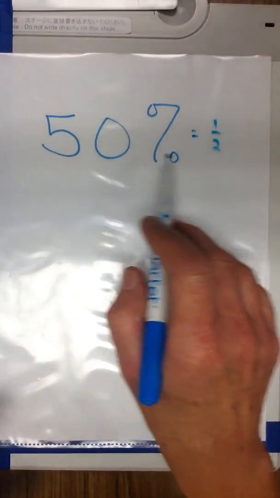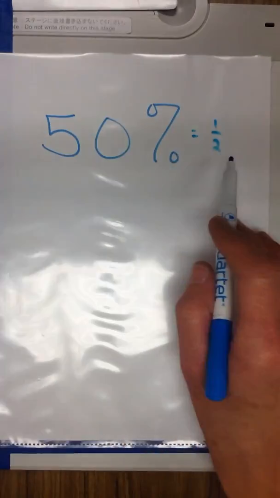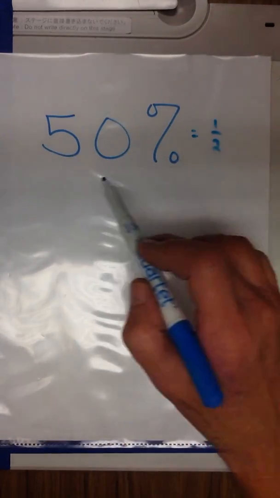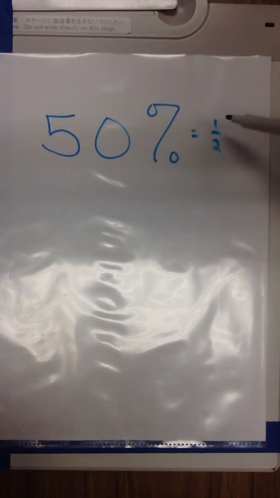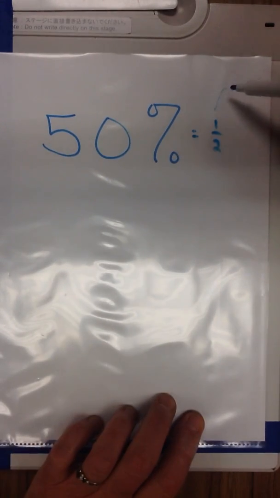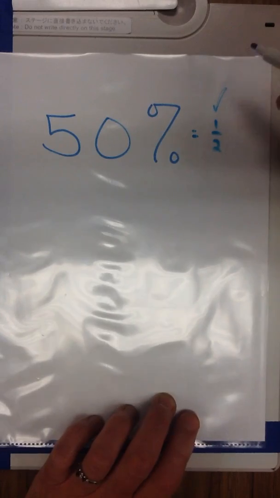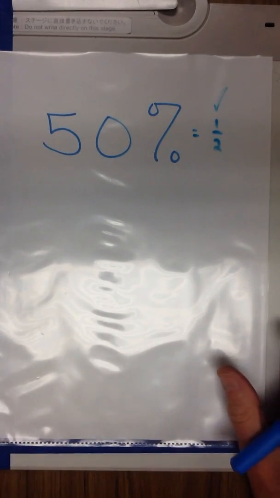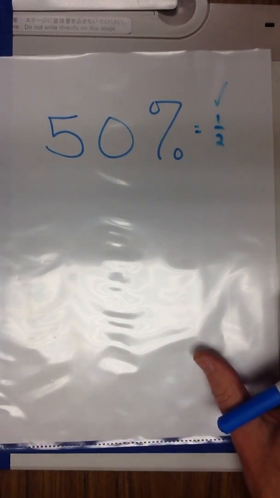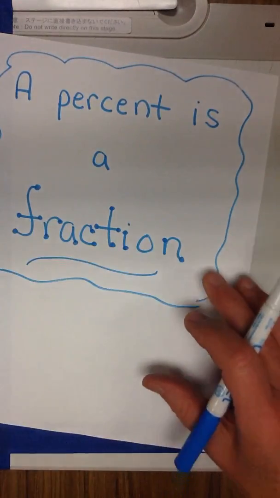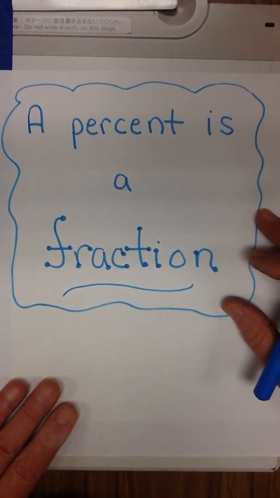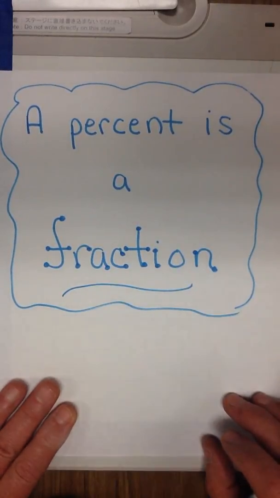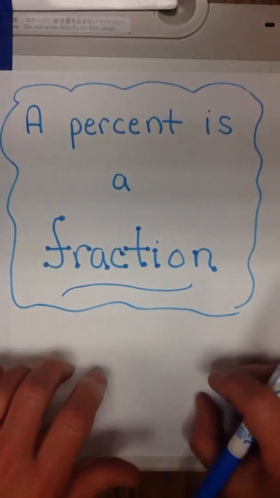Well, starting with what we already know, that 50% is equal to 1/2, at least for this particular percent we could say that it's a fraction, because 1/2 is a fraction, right? Well, it turns out that all percents are fractions. And the biggest, most important idea in percent math starts with this: a percent is a fraction.